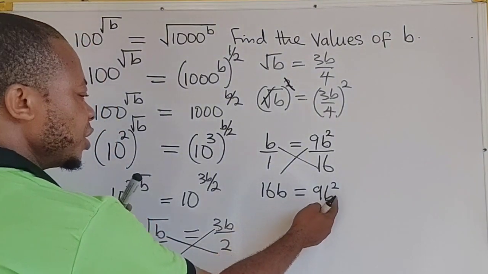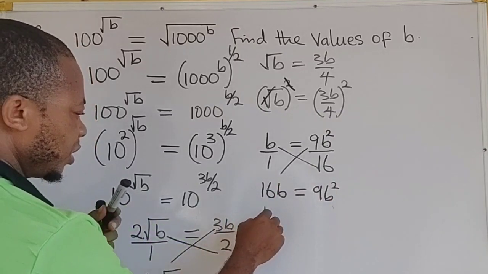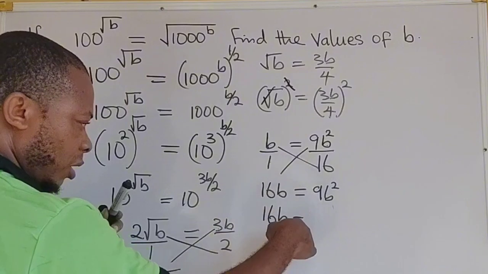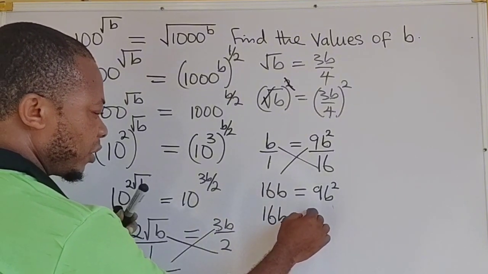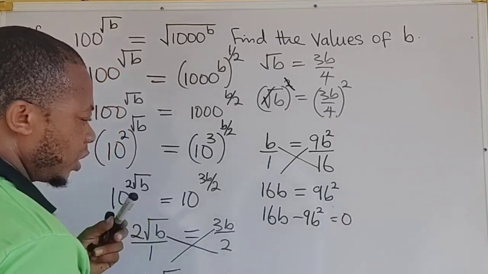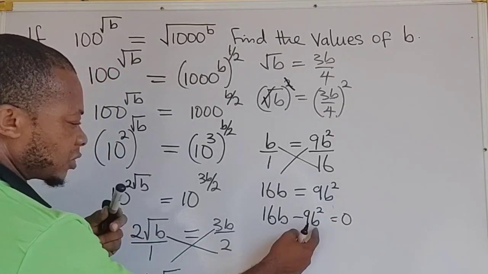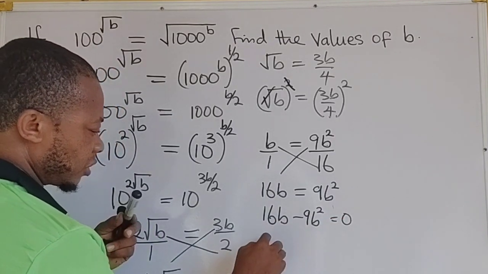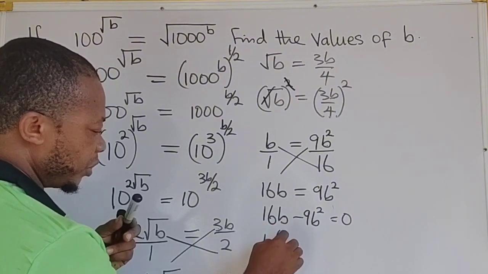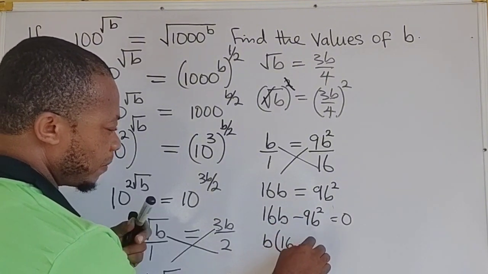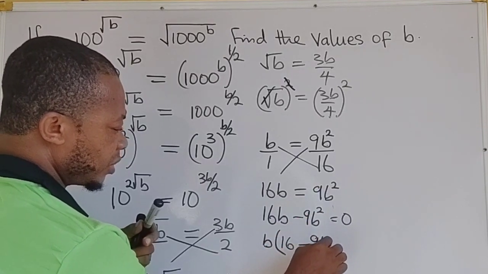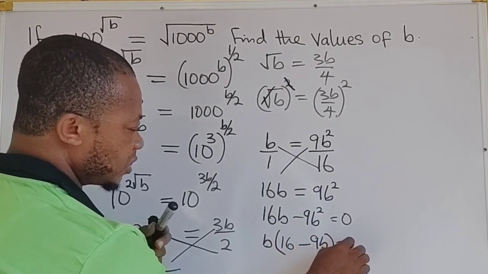So bring this to the left. This will be 16b minus, remember this is positive, when it comes to this side it becomes negative, then minus 9b squared. Everything will be equal to 0. Let us now factorize b, because b is a common factor. Let's bring out b, open a bracket. This divided by b gives us 16, minus this divided by b gives us 9b, close the bracket, equals 0.